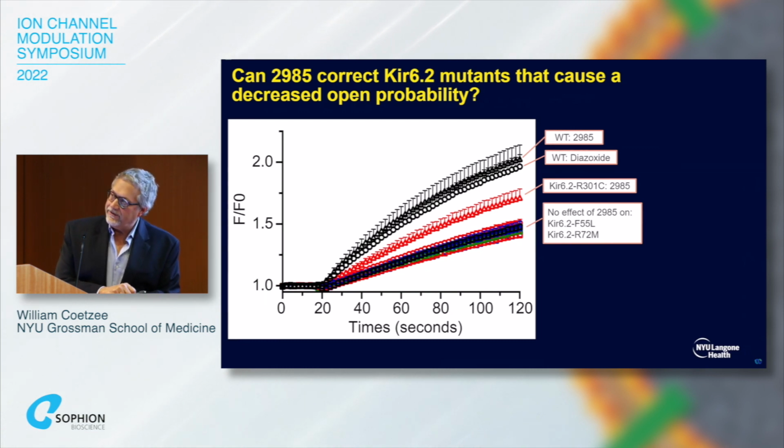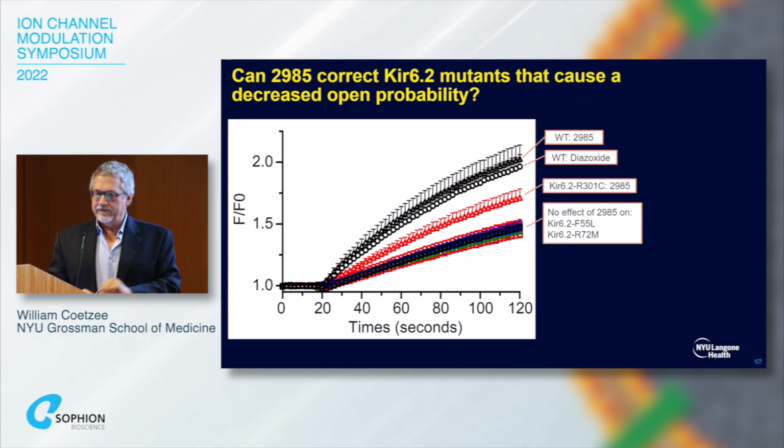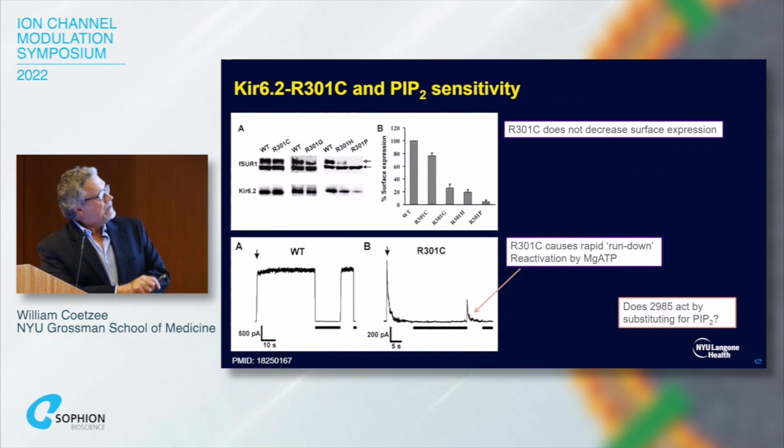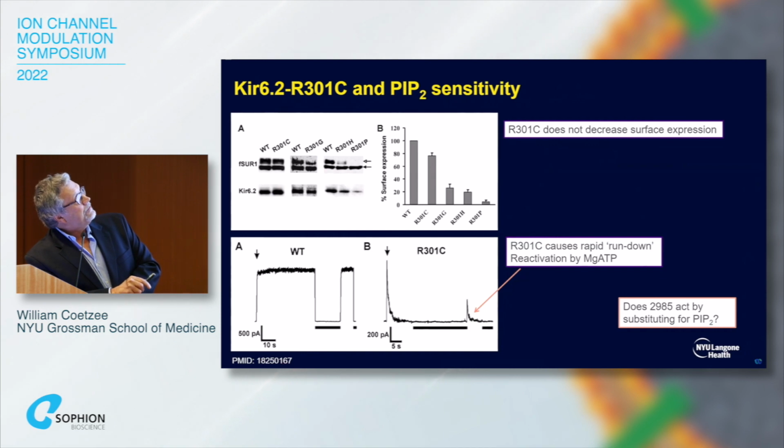Now, while therapeutically this is not good news at all, because there's only really one kind of patient you can potentially treat with this, it might tell us something mechanistically, which is interesting, because we know that residue 301 is actually involved in PIP2 sensitivity as well. This is a study from, I believe, Xiaolin, showing that if you look at the surface expression of KATP channels and the effect of the mutations at position 301, we can see that 301C, which we looked at, really doesn't have too much effect on the surface expression relative to some of the other mutations.